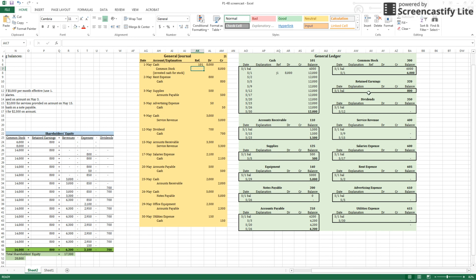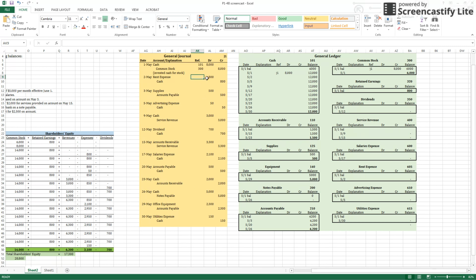And we would go over to common stock, and we would credit that for $8,000. Again, it comes from Journal 1, and we can put down that account 300 has been posted. And we will do that with all of these journal entries.